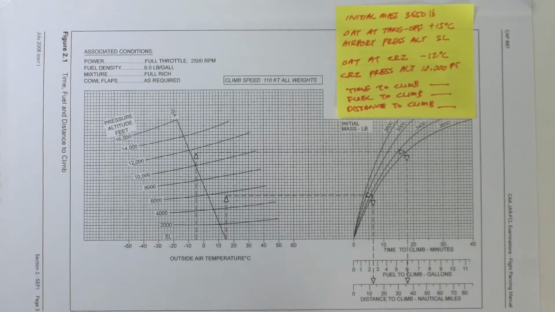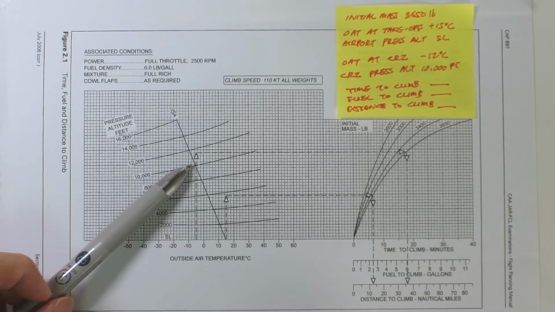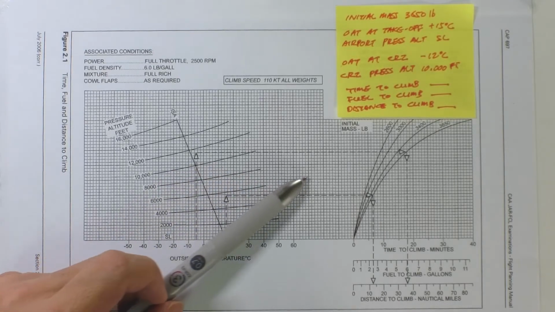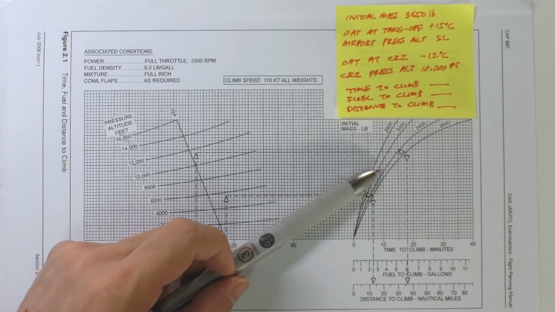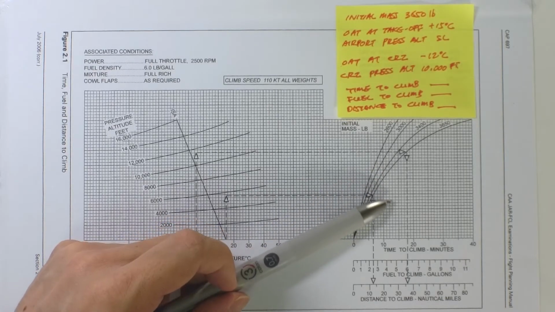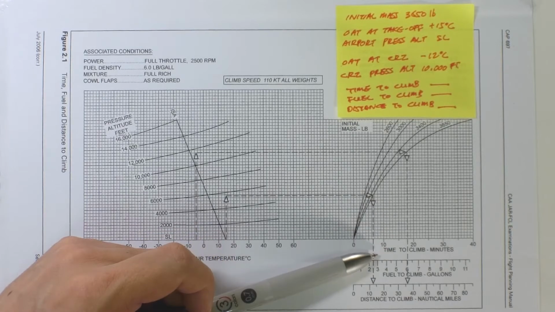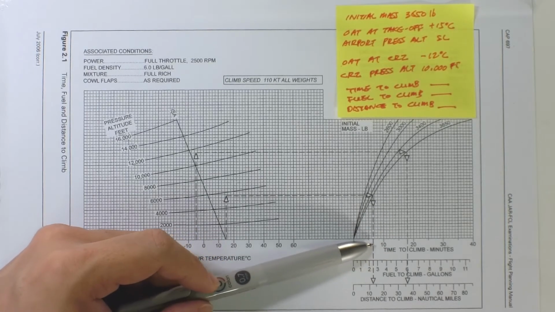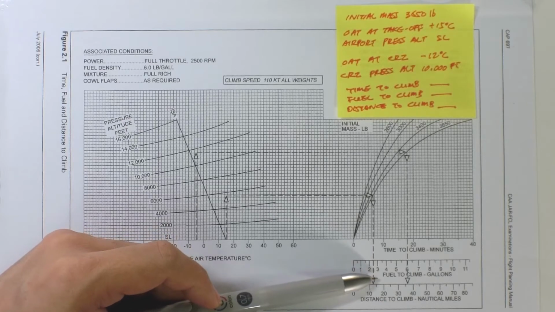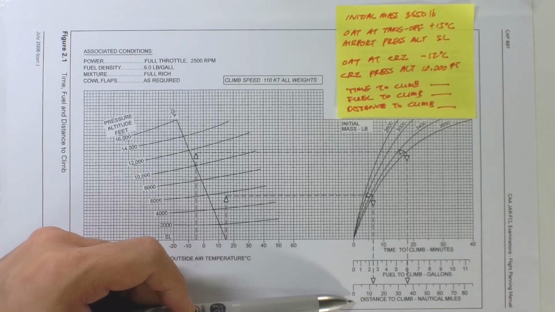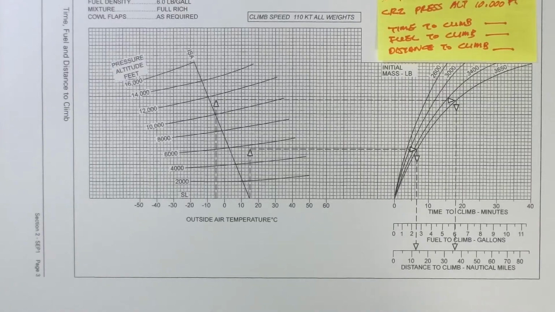This seldom ever happens, but we're making that assumption to keep the example simple. Let me bring you around the chart. We will enter the chart from this side, which says outside air temperature, where we will match the outside air temperatures to the pressure altitudes. And then we will move across the chart to the mass reference lines, and then we will come down to where we will extract the information that we're looking for, which is time to climb in minutes, fuel to climb in gallons, and distance to climb in nautical miles. Let's zoom into the start.